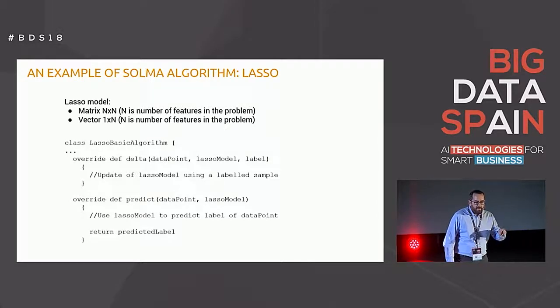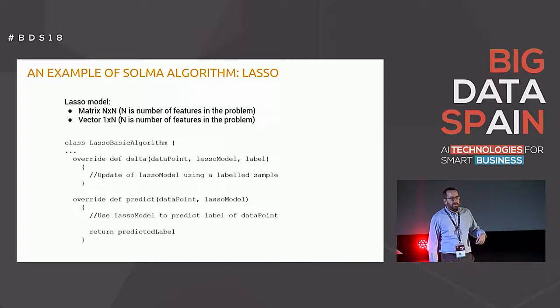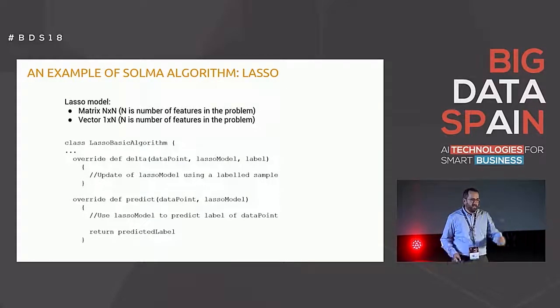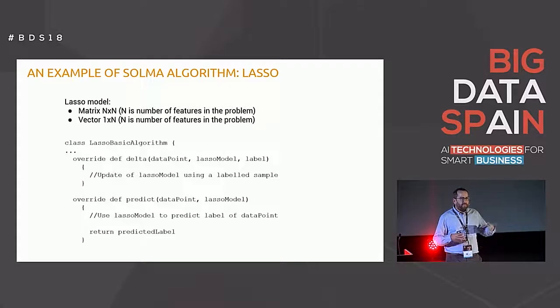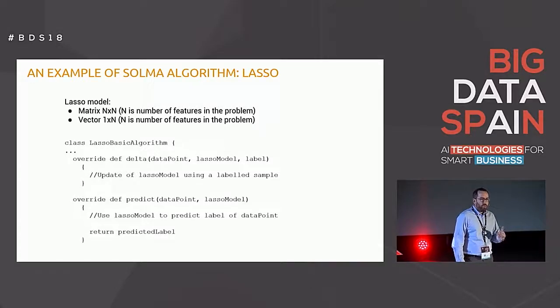The method delta is to implement what we do when we receive new data. We update the model, the lasso model for example in this case, and predict is how we do the prediction with the model. With only these two things, you are implementing a new algorithm in the library. All the rest of the necessary implementation is included in the abstraction and the implementation of Soma. It's very easy to introduce new algorithms because we only have to think how to train the model and predict with the model with only one sample.